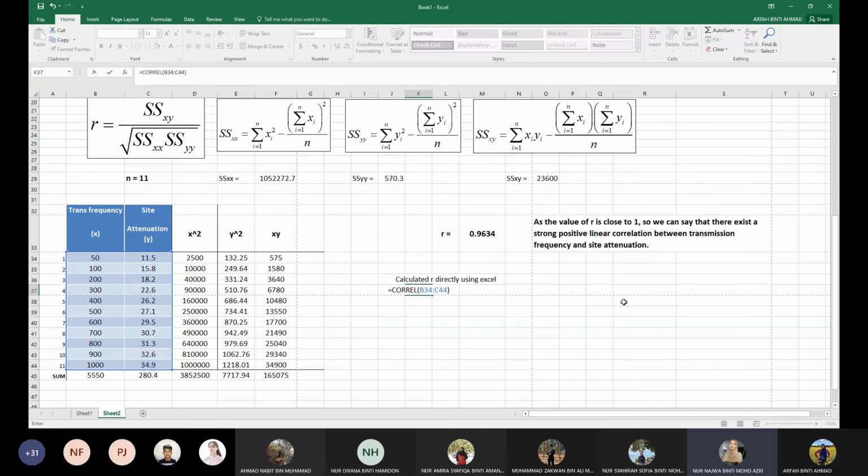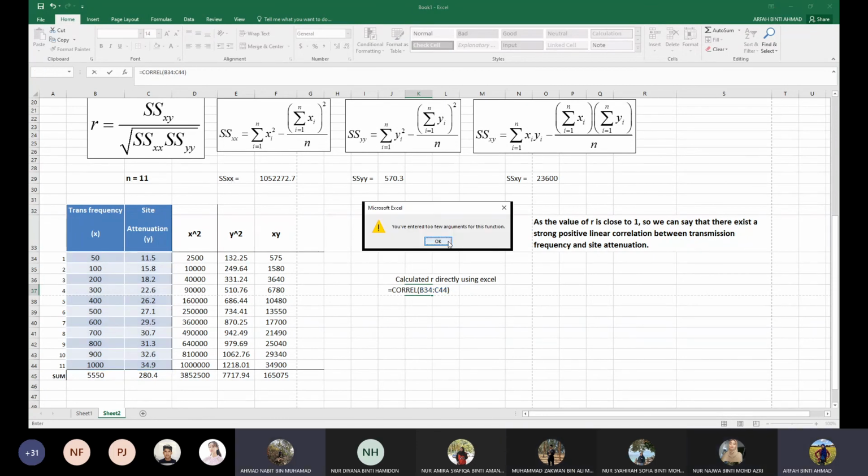Macam mana doktor? Tekan sama dengan. Nah, ni saya tunjuk. Sama dengan type COR kan, dia keluar FX correl kan. Awak klik kat situ, dia keluar macam ni. Okay, and then select data awak. Data yang mana? Yang asal. Yang transmission dan juga site attenuation. Tutup kurungan, tekan enter. Ada error. Sebab kena koma. Error juga. Have entered too few arguments.